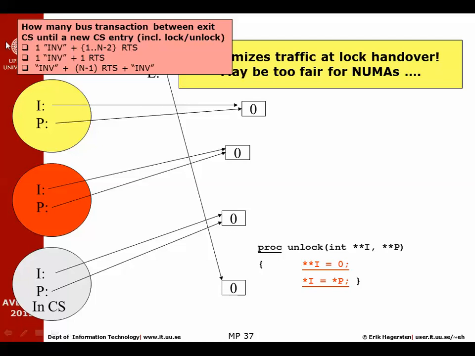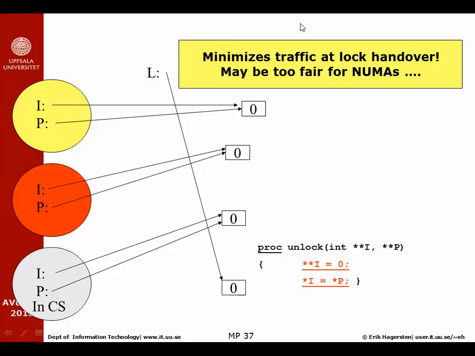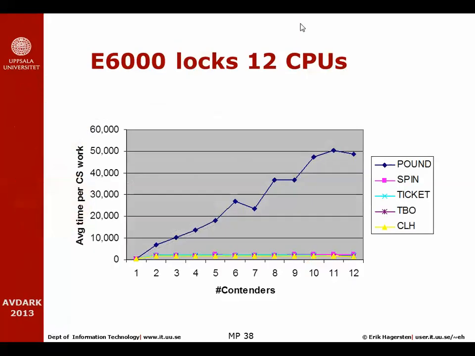So fortunately, I already gave this one away while I was talking here. It's 1 invalidate and 1 read to share. So it's a very, very cheap transaction handover. Looking at performance numbers, comparing all these numbers.